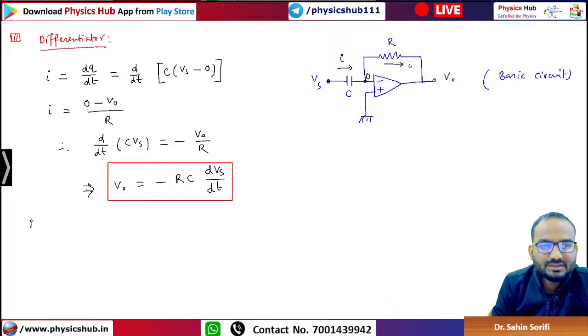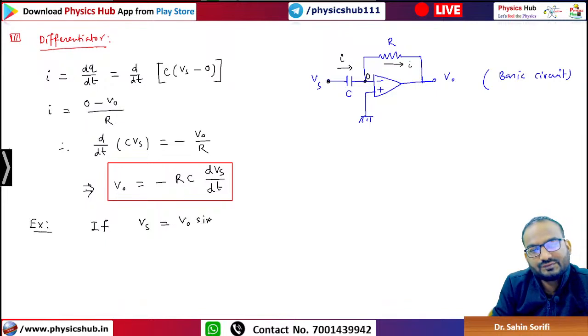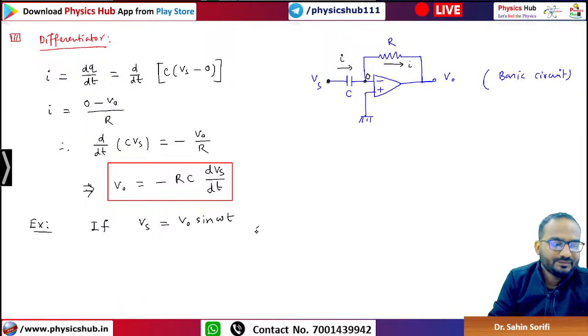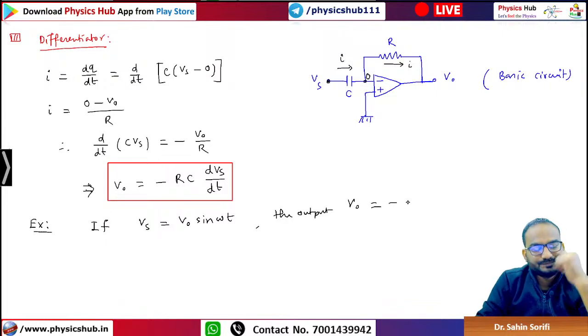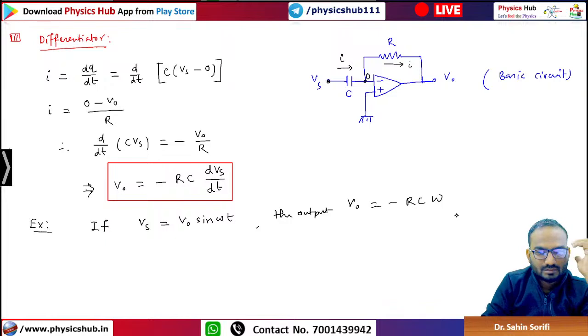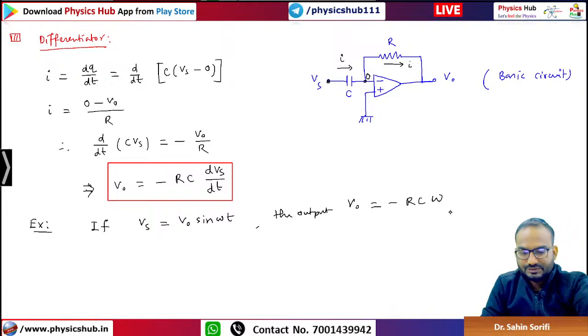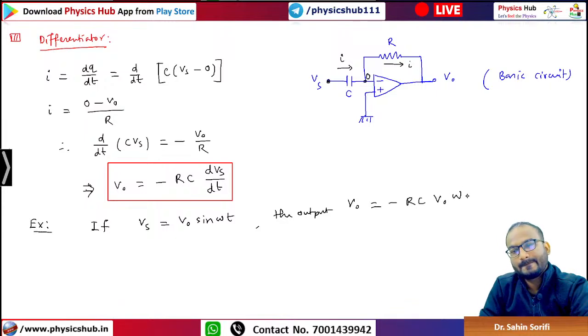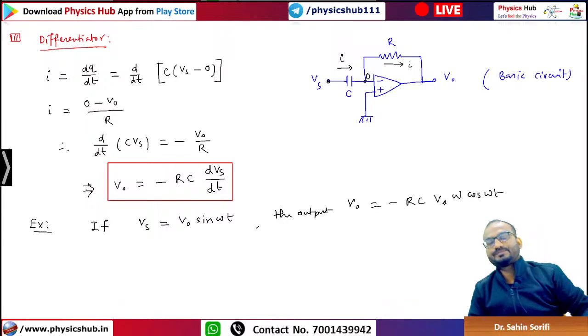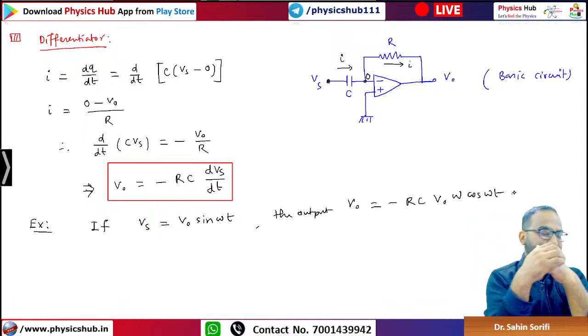For example, if your input signal Vs is a sinusoidal signal, V0 sin omega t, what will be the output? The output V0 will be minus RC omega V0 cos omega t, right? This will be the output voltage.